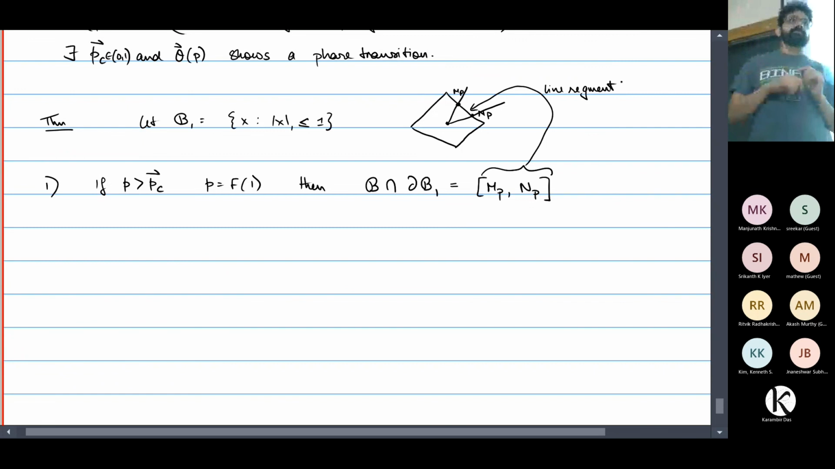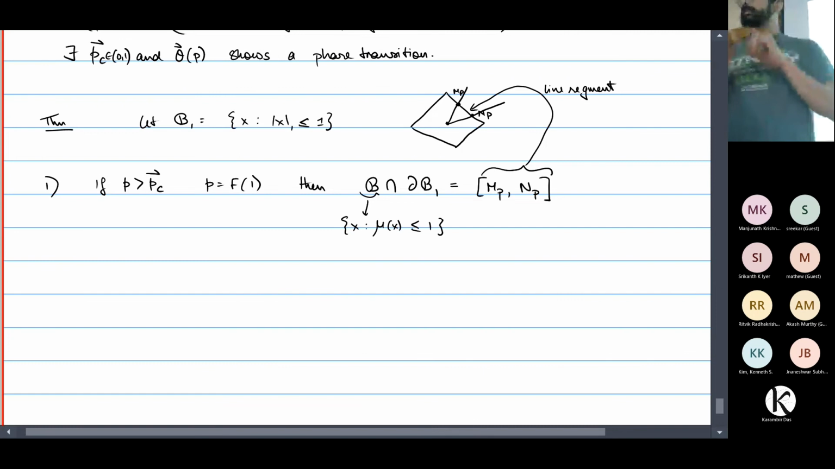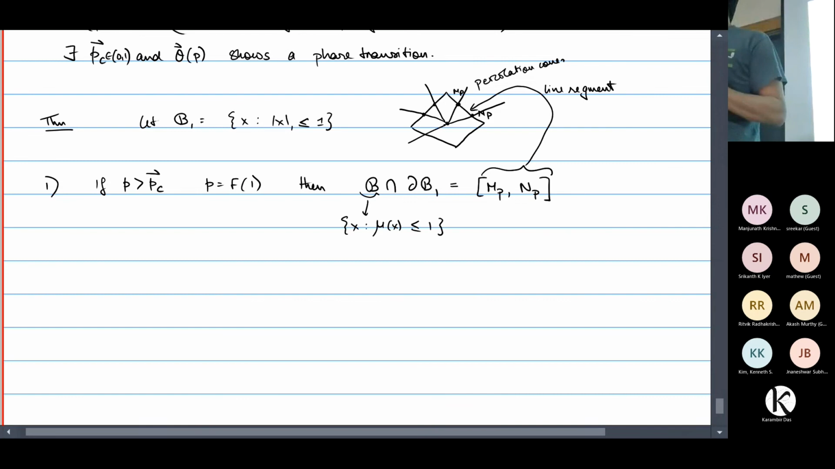What is your B here? What is my B here? B is the limit shape. So this is X such that mu of x is less than or equal to 1. B1 is just the L1 norm, and now it's saying that their boundaries coincide in this cone, and this is called the percolation. So of course you have a symmetric picture in all four quadrants, and this is in D equals 2.